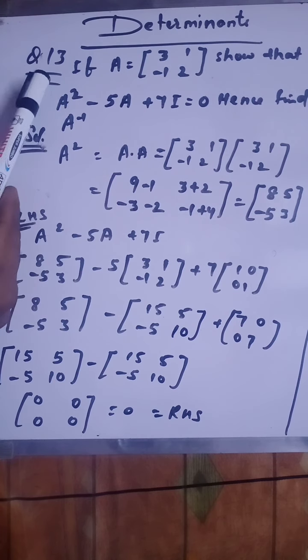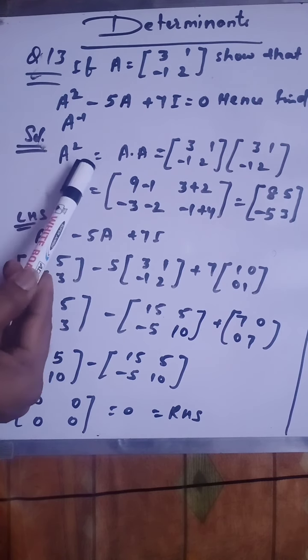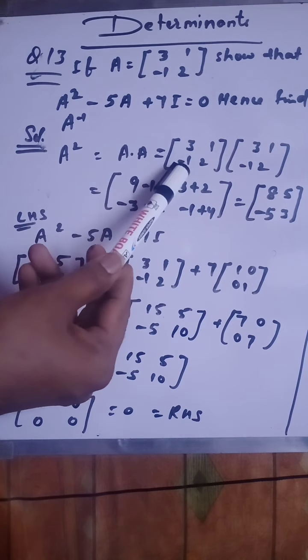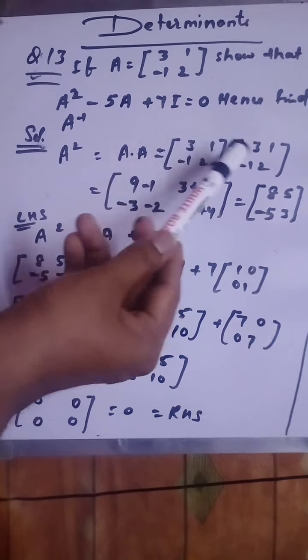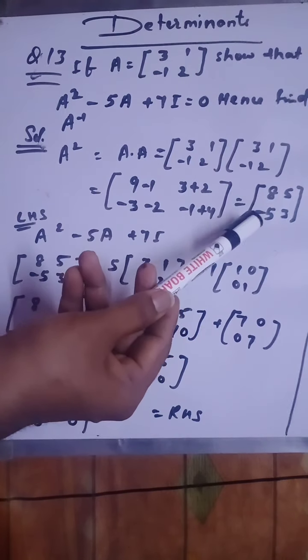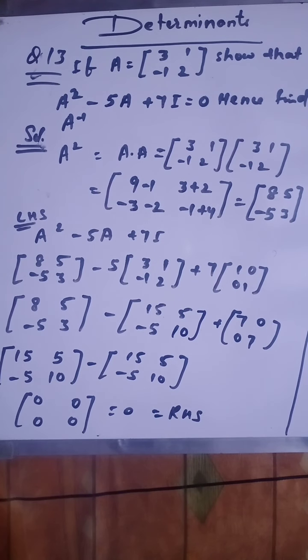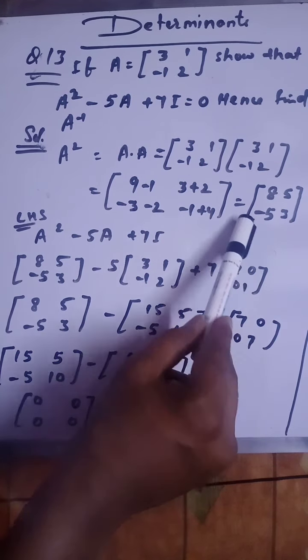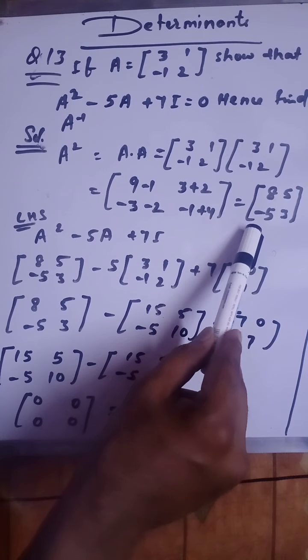First of all, I'm finding A square. So A square can be written as A dot A. This is a matrix A, this is another matrix A. You can find out the product of these two, and you will get this: 8, 5, minus 3, minus 5, and 3. This is a product, that is A square.